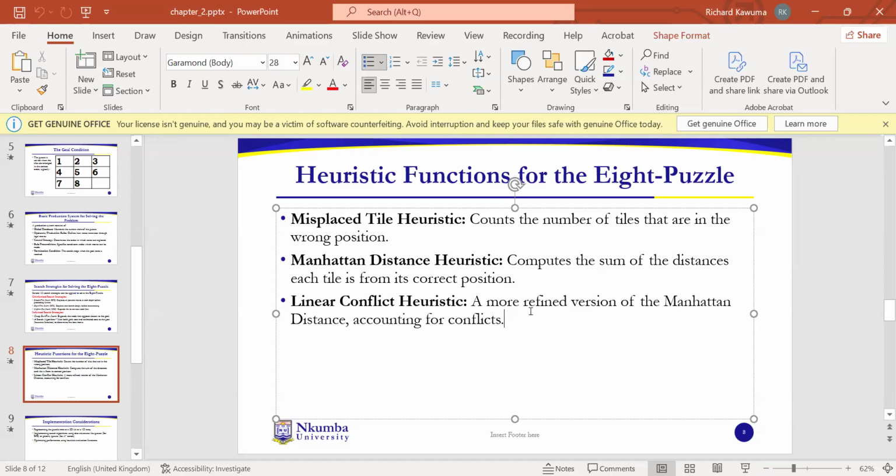Then we have the Manhattan distance. Now this one reminds me of the Manhattan Hotel. There's a hotel there. Is it in Cavalry? Manhattan Hotel.